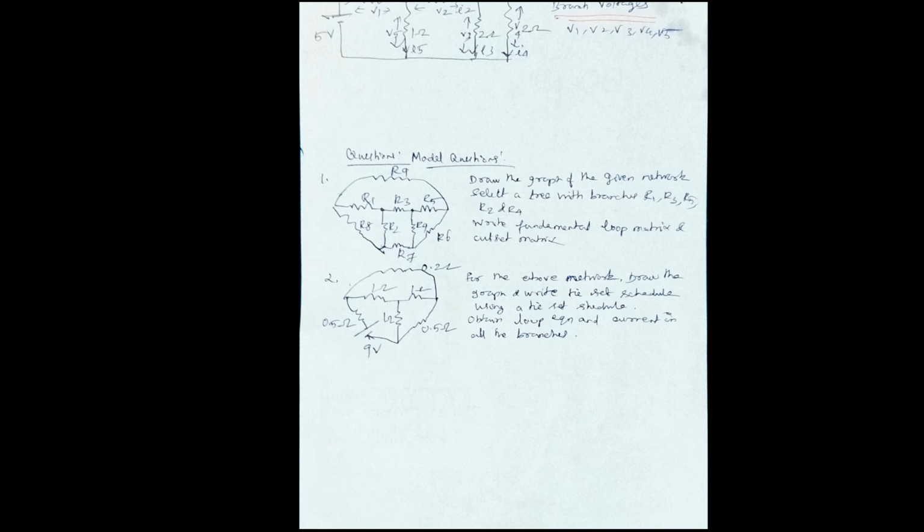Minus V3 plus V4 is equal to 0. V1, V2, V3, V4 are the branch voltages. That is the first equation. The columns of the loop incidence matrix give the branch currents in terms of loop currents.